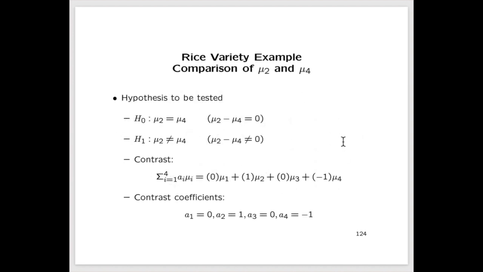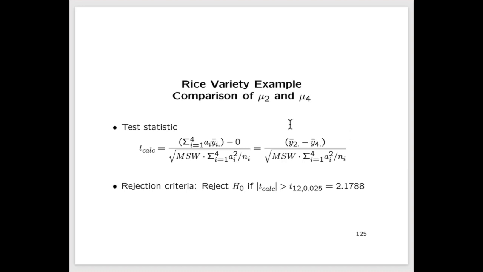All right, next, the comparison of mu2 and mu4. You see here the null and alternative hypotheses expressed both ways. The contrast coefficients for this particular comparison would be a1 equal to 0, a2 equal to 1, a3 equal to 0, and a4 equal to negative 1.